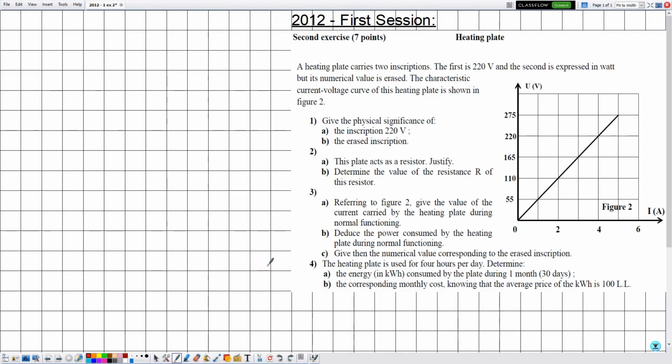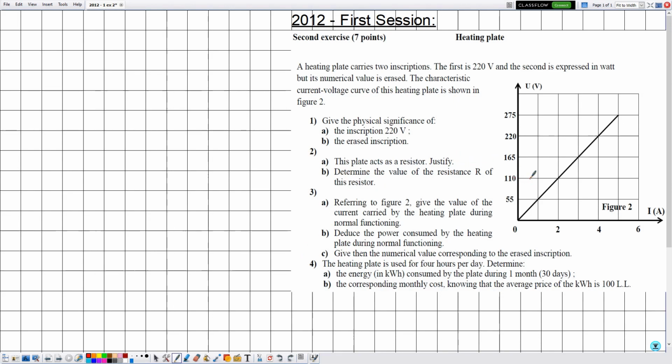In this one we are going to solve an exercise related to electricity in the chapters of DC voltage, resistors and electric power and energy. This exercise was a previous one in the previous exams in 2012 first session, second exercise. The title of this exercise is heating plate.